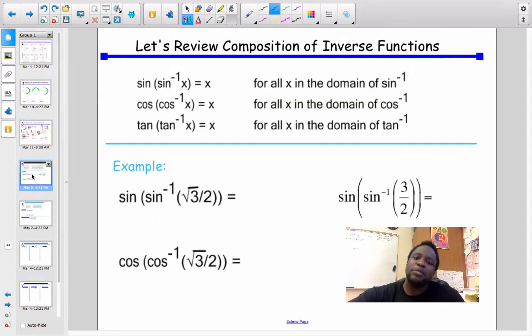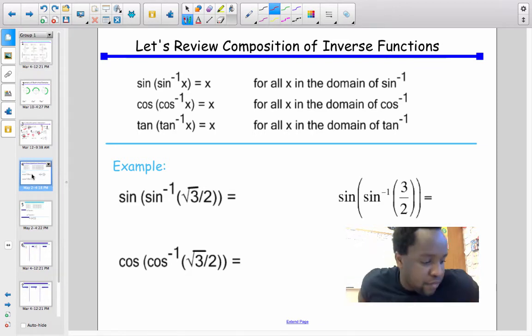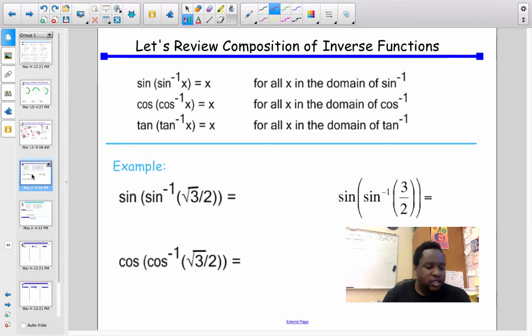Now let's take a look at some compound inverse functions. If you guys can please go to page 13 of your notes packet. So the first part was on page 12. Now we're moving on to page 13, the third header, and it's called composition of inverse functions. So remember, composition is like a function within a function. So this top says that sine of inverse sine of x equals x for all x in the domain of inverse sine. And it says the same thing for inverse cosine and inverse tangent.